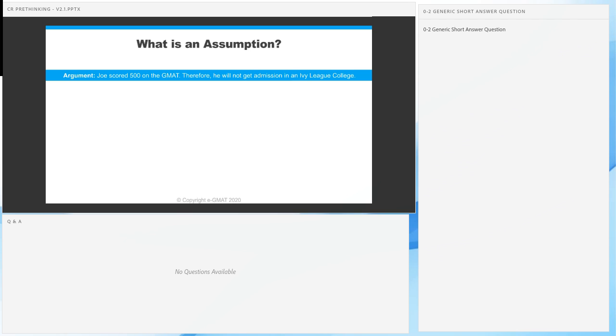Read the argument and tell me what the author assumes here. Type your answer, press enter, and even though you won't see your answer appear in the box, it's being stored. Once I have about 20 responses, I'm going to broadcast the results. All right, so put those answers in.